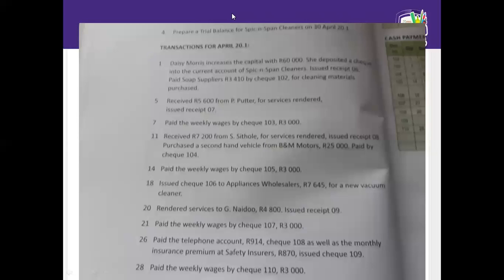Right, on the 20th, rendered services. So it's a services rendered transaction. Immediately a little light must flicker somewhere in your head saying current income, right? Rendered services to G. Naidu for 4,800 Rand, issue receipt 09. So again, if it's a receipt, it's rendering services, then you must know it will be the CRJ.